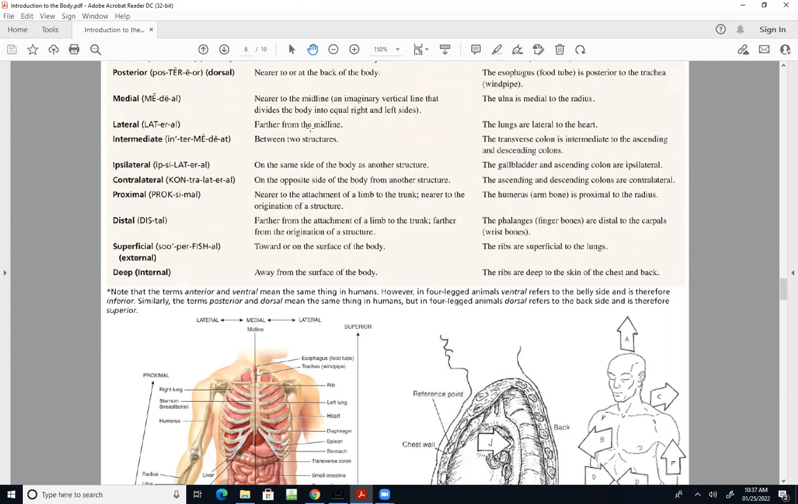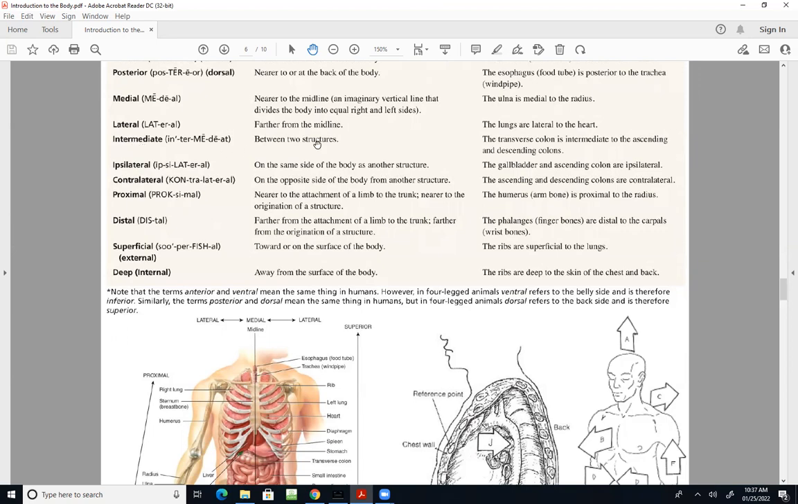So if you use these terms in a sentence, you'd say your heart is blank to your lungs, and you'd put in heart is medial to your lungs because it's more towards the midline. What we don't use a lot in this class, I'll be honest, are the next three terms: intermediate, ipsilateral, contralateral.